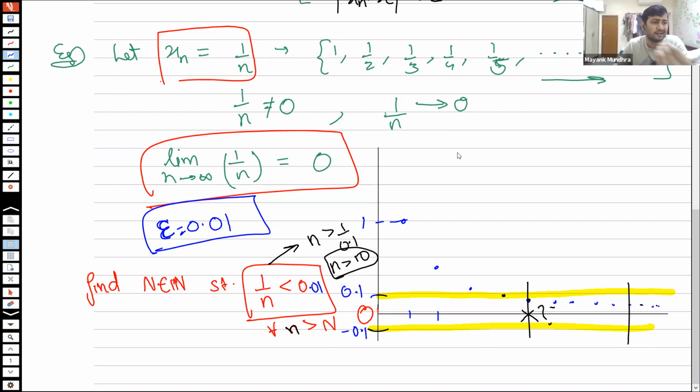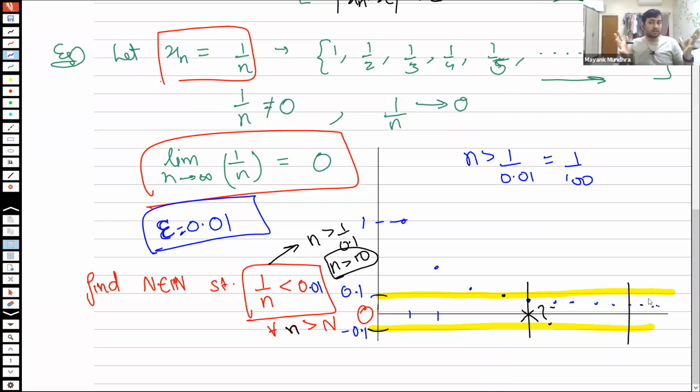So for n greater than 100, it will be true. n should be greater than 1 by 0.01, so that is 1 by 100. Or you can say n greater than 1000 or 10,000. As long as it lies in the yellow band, I don't care. Now this will work for every epsilon.